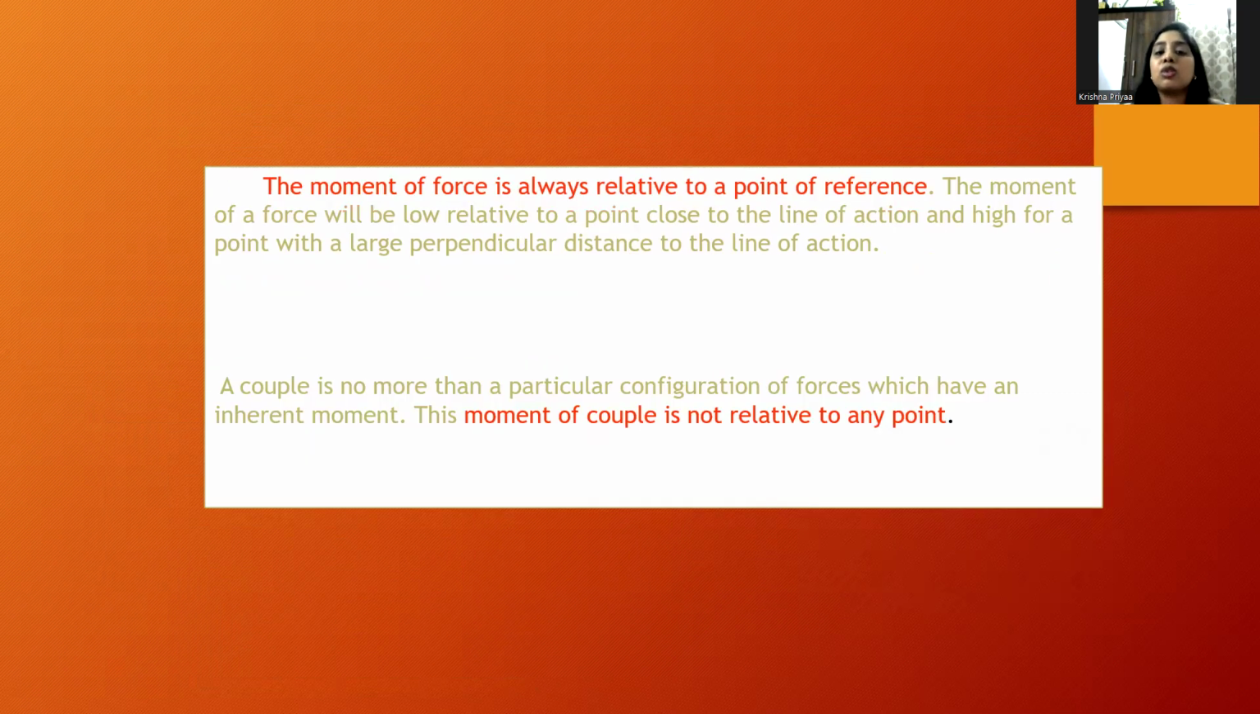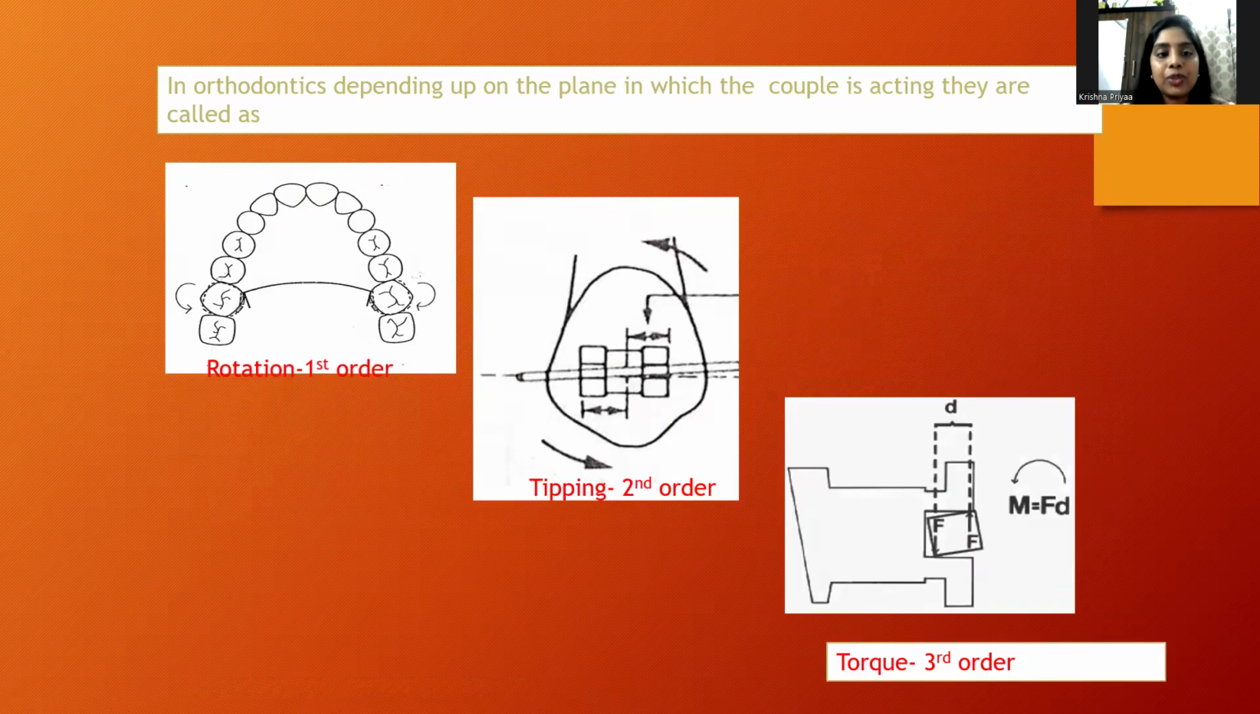So the moment of force is always relative to the point of reference. So a couple is no more than a particular configuration of forces which have an inherent moment. The moment of couple is not relative to any point. So now we understood moment of force and moment of couple. So in orthodontics, depending on the plane in which the couple is acting, they are actually called as three orders.